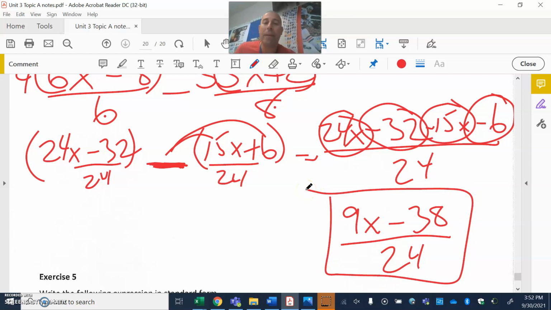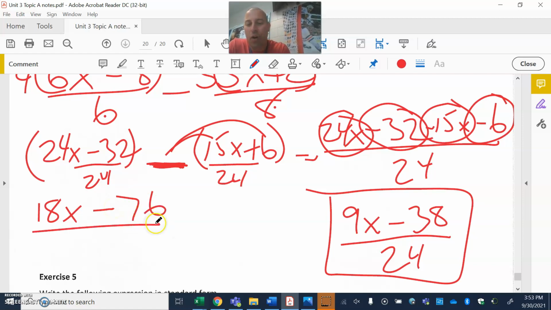If you would have used 48 as the common denominator, what you're going to find is you would have had to simplify. And so it's worth talking about. If you used 48, what you would have ended up with is 18x minus 76 over 48. And here's what we want you to notice.